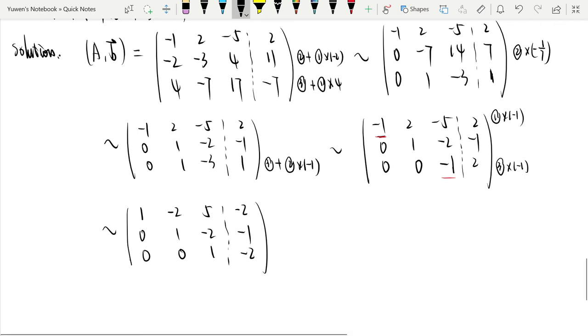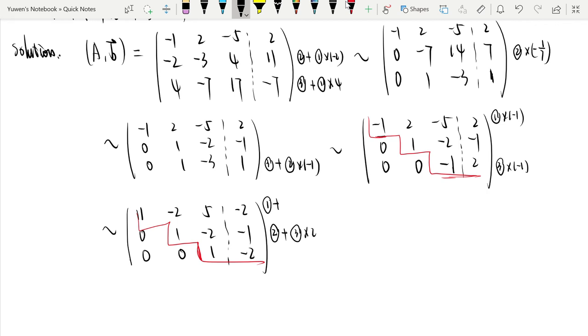This is the echelon form. But it is not a reduced row echelon form. So we had better change the members above and below the leading members to be zero. So the second row plus the third row times 2, and the first row plus the third row times negative 5. Then we got 1, negative 2, and negative 2 times negative 5, that's 10, 10 minus 2, that's 8. 0, 1, 0, times 2, that's negative 5. 0, 0, 1, negative 2.